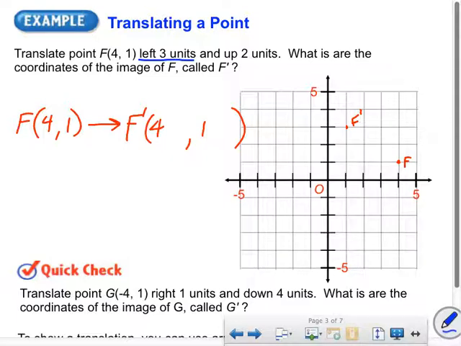So left means add or subtract? So I had a -3 from my x value. And then I had to move up 2 units. So is up add or subtract? So +2. And so the result for the image F prime was (1, 3). Okay, so I'm trying to get you guys ready for what we're going to be learning next, which is how to write a rule using arrow notation. Okay, any questions about this? Are we good?